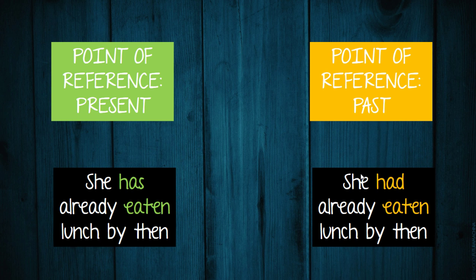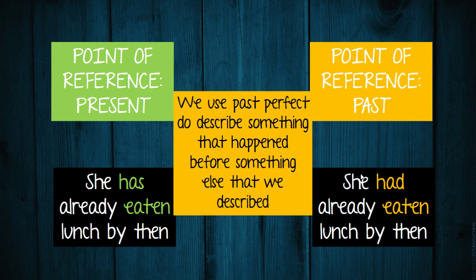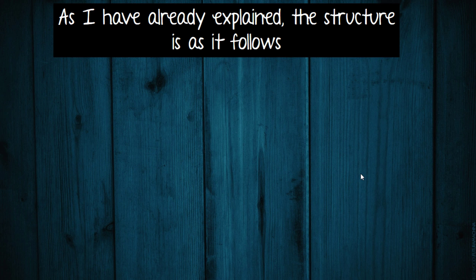¿Te fijas? Espero que te haya quedado un poquitito más claro. Pero en uso te darás cuenta que no es tan común en escrito, así que no es tan difícil tampoco. Y la fórmula es bastante simple. The structure is pretty simple. Alright? So as I was saying, to finish this, we use past perfect to describe something that happened before something else that we described. Alright? Right. Thank you. So, the structure is as follows.